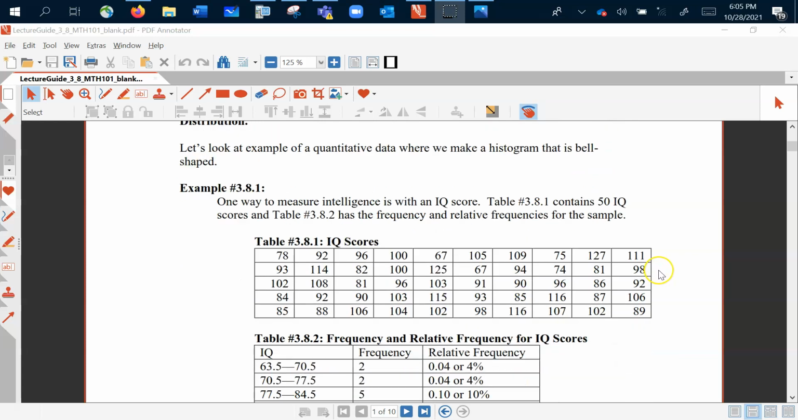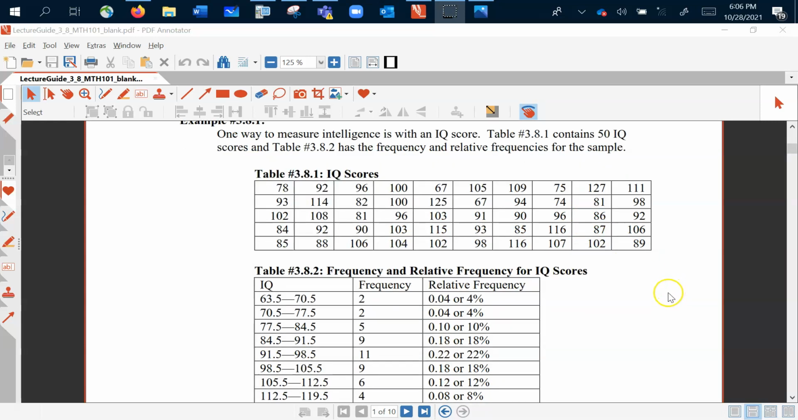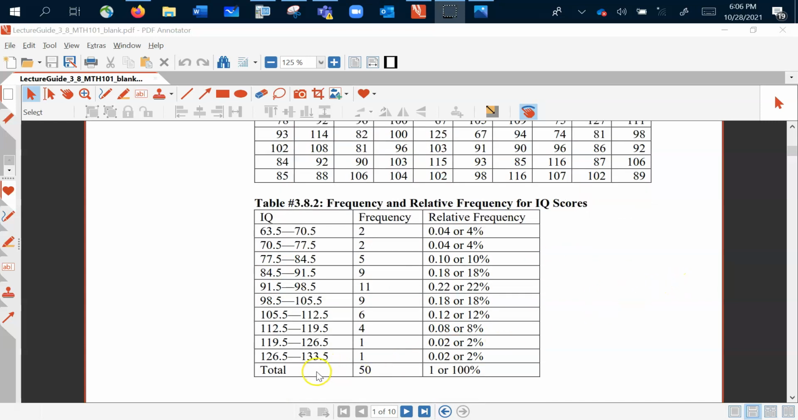If we look at some examples of a histogram that's bell-shaped, here in example 3.8.1, I've got a table of 50 IQ values. And if I sort these IQs into different classes, here the class width is going to be 7 units. And I do this from 63.5 all the way through to looks like 133.5. So here I've got 10 classes, each class of width 7 units.